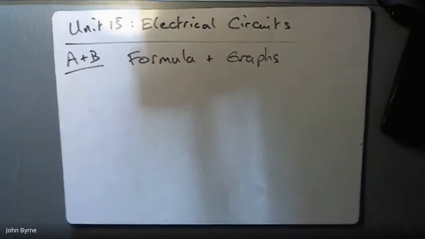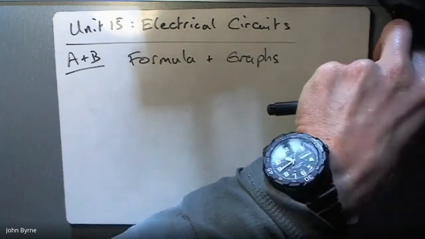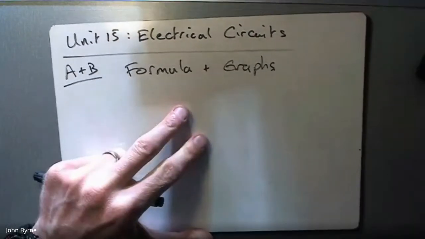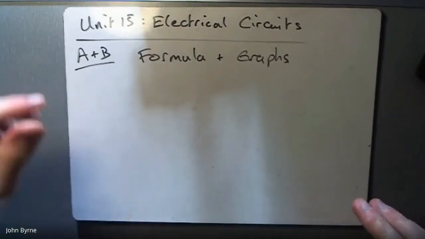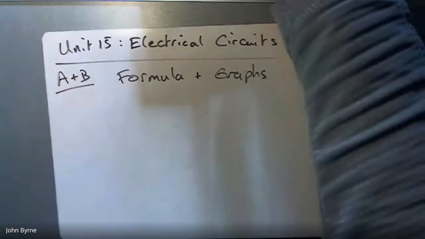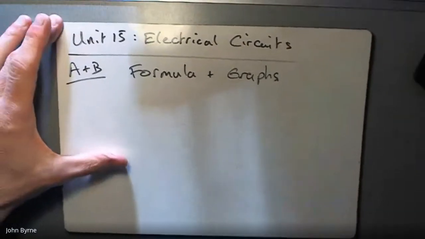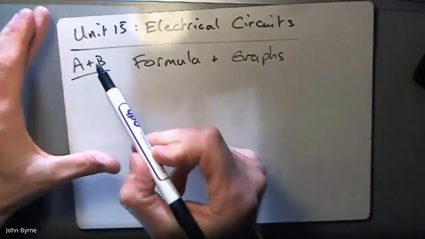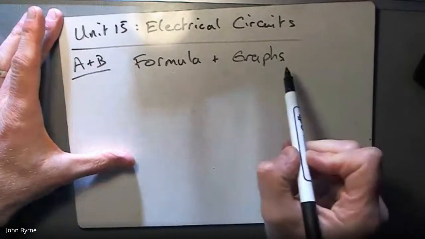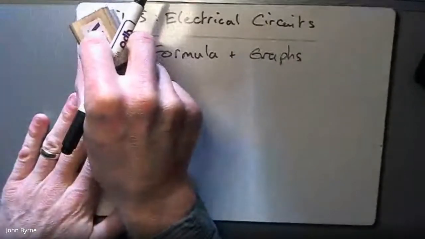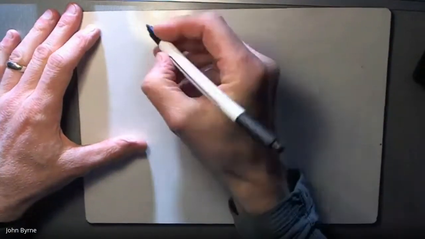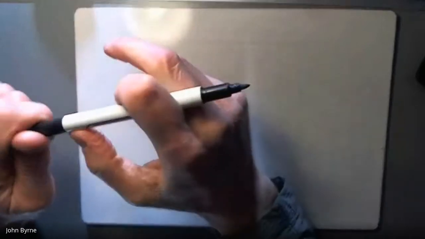Just while we do that, feel free, as you're watching the video, to pause it and make all the notes necessary before you move on to the next section. So, let's have a go. Unit 15 Electrical Circuits, Sections A and B. This will be the first assignment. We're going to look at some of the formulas and some of the graph work. We'll work through the specification bit by bit.